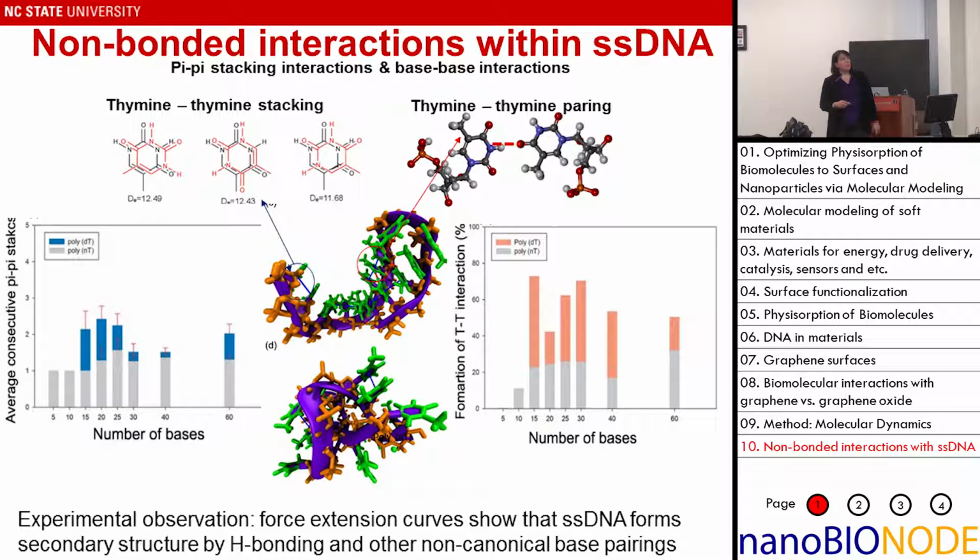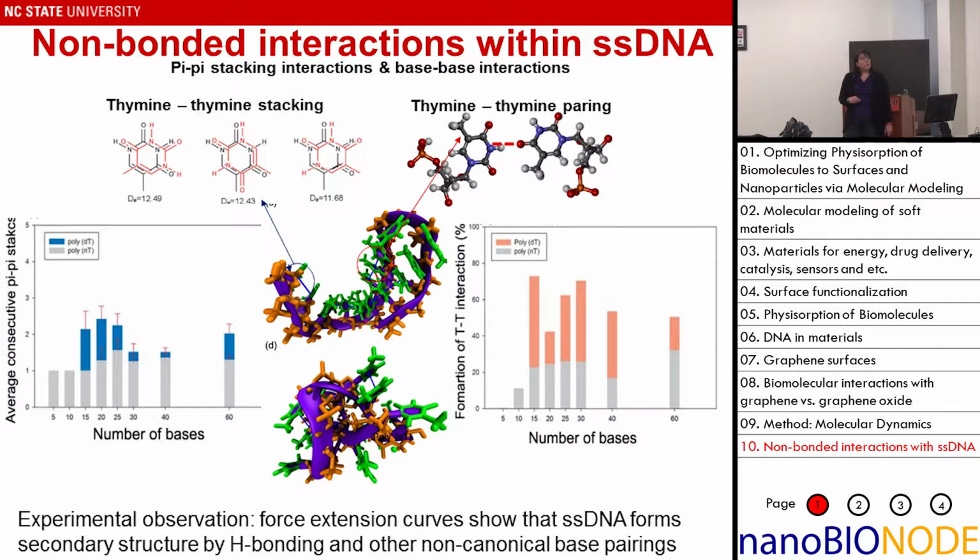So we chose for our study the 20-mer DNA for this example that I'm going to go through right now, which has some of the consecutive pi stacks and also has a certain amount of base pairing. Generally, our simulations agree with the force extension curves of single-stranded DNA, of polythymine specifically, that show there is some secondary structure formation, which is basically associated with non-canonical base pairing.